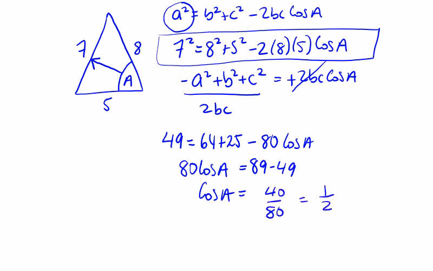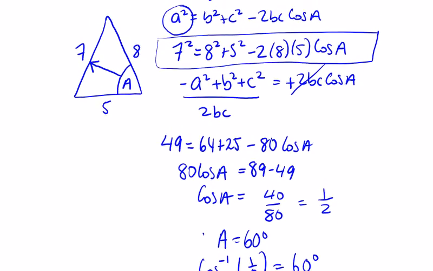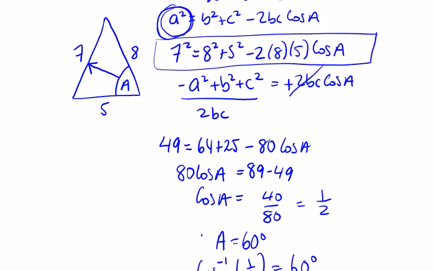And you all know the angle that gives the cos to be 1 over 2 is 60. So A is equal to 60 degrees. If you don't know that, the inverse cos of 1 over 2 is equal to 60 degrees. The cosine rule doesn't get any more complicated than this. The key is remembering what the A part is, and it's the side opposite the angle that we're dealing with.